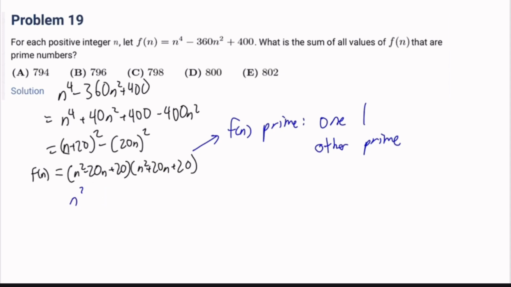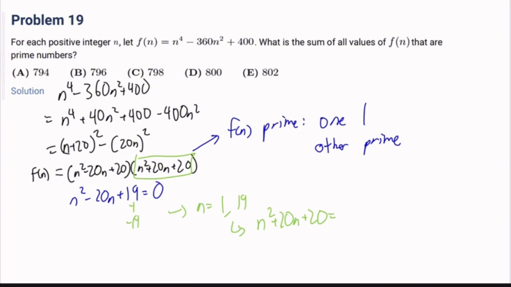If we write that, n squared minus 20n plus 20 must equal 1. That means n squared minus 20n plus 19 equals 0. And so if we factor this, this gives us n equals 1 or 19. And so if we plug them into this value, then that will give us the fn, because this is just 1. So that gives us n squared plus 20n plus 20 equals 41 when n is equal to 1, and when n is 19, that will give us 761, right? So 41 plus 761, this gives us 802. So this is our answer.